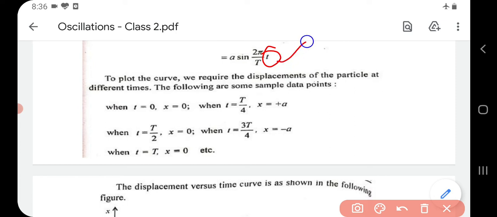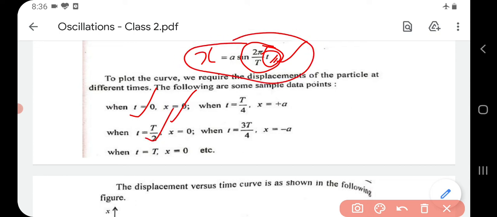Now the first value that you put for t is t equal to 0. Then x equal to a sin 2 pi by T into small t. When small t equal to 0, what is your x? It is 0, because sin 0 is 0. When you put t equal to 0 here, this term will become 0. Sin 0 is 0, 0 into a is 0. So x is 0.